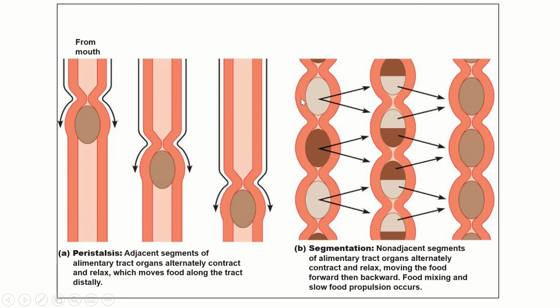Now, segmentation itself is still going to move food forward a little bit, but its primary function here is to mix food together. And so what you're seeing in this image is three separate sections of boluses, so that's food pellets essentially. And as smooth muscle in the wall begins to change its rhythm of contraction, it begins to mix each bolus with the one it's adjacent to until all of them are mixed equally.